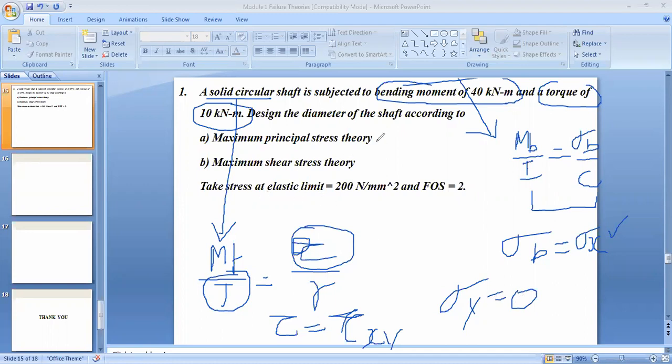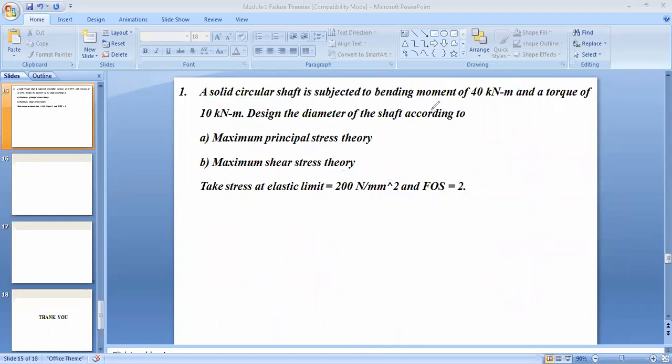Then apply the maximum principal stress theory condition and the maximum shear stress theory condition. The factor of safety is already given, n is equal to 2. Sigma yt is also given, 200 Newton per mm square. Then you calculate the diameter based on principal stress theory and based on maximum shear stress theory. Clear? We will try to solve this problem in offline classes. That completes the failure theories.